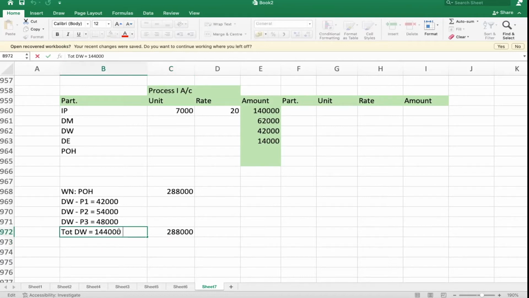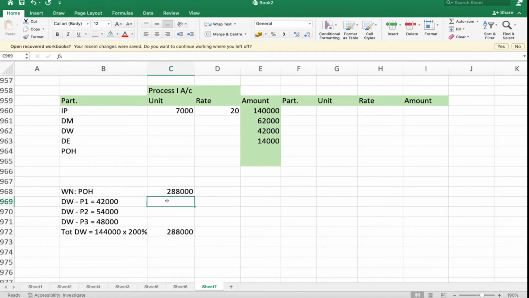Total direct wages into 200% is equal to our total overhead. Am I right or not? Yes, sir. Double the direct wages is equal to production overhead. Nothing but 200% of direct wages is equal to production overhead. Therefore, what about the 200% doubled for the production overhead for process 1?